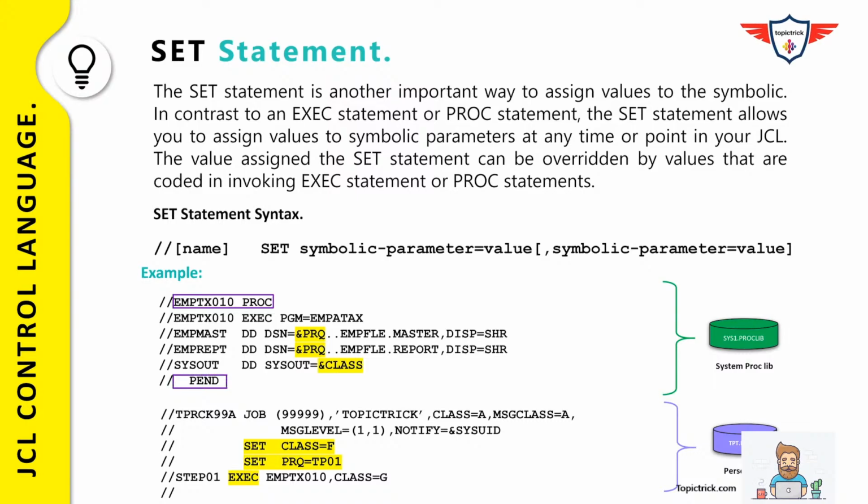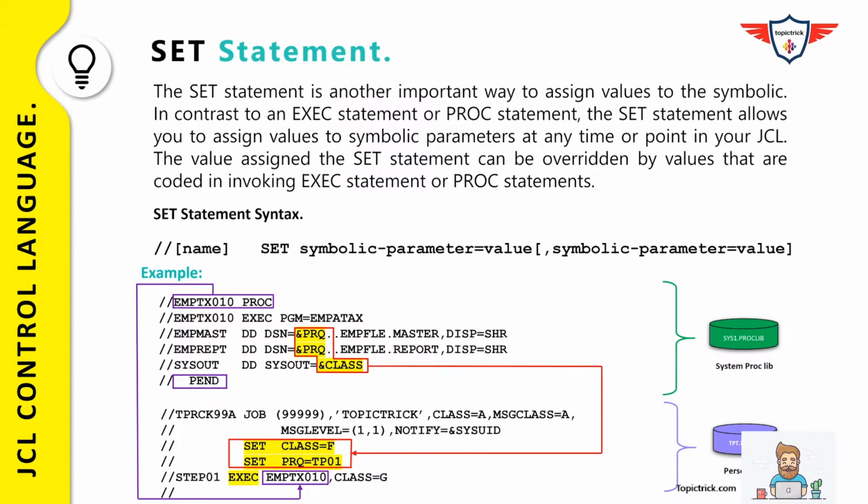And if you notice STEP01, which is actually an EXEC statement to invoke the catalog procedure, that is EMPTX010, on this step also, I've specified the symbolic parameter CLASS equals G. Now in this situation, the value of CLASS parameter which was specified on the EXEC statement is going to override the value which was specified with the help of the SET statement. So this is an important point and you should always remember that.